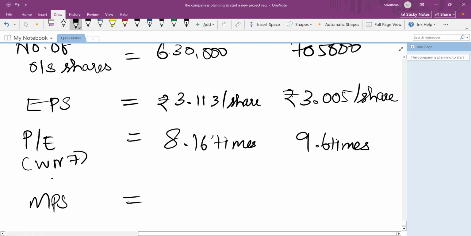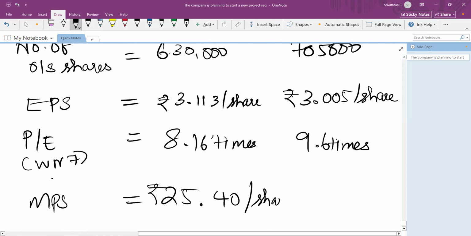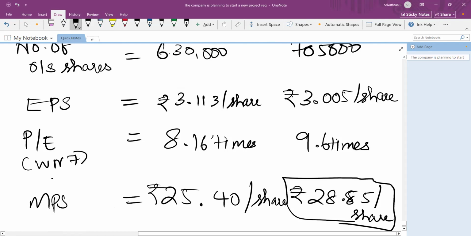So it is 3.113 into 8.16. We get a market price of 25.40 per share under option 1. And under option 2, it is 3.005 into 9.6. We get a market price of 28.85 per share. So this is the market price under option 2. Since the objective of the company is to maximize the market value of equity shares, the company should go with option 2, because market price per share under option 2 is greater than the market price per share under option 1. So the company should go for option 2.